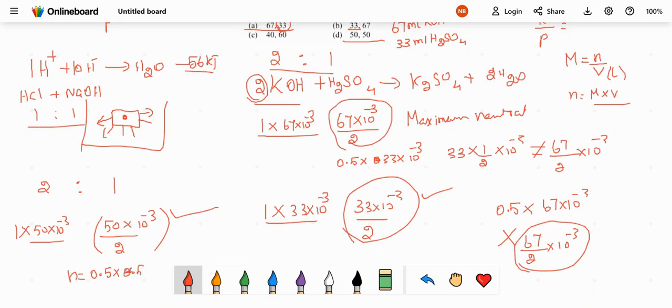That is 50 into 10 to the power minus 3. So 0.5, how can I write that? 50 divided by 2 into 10 to the power minus 3. So D will be the right answer. Hope you have cleared about that concept.